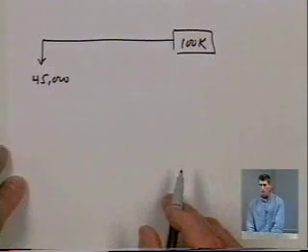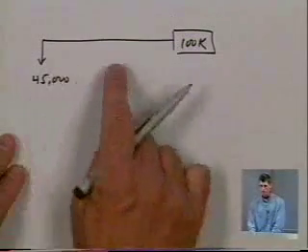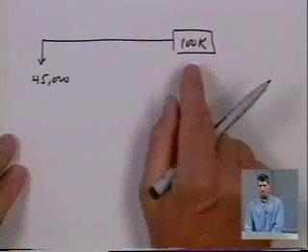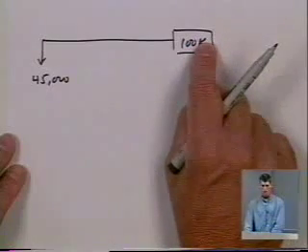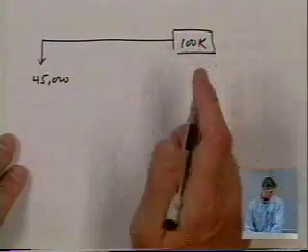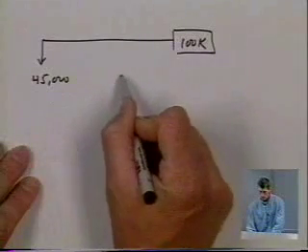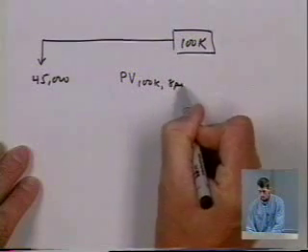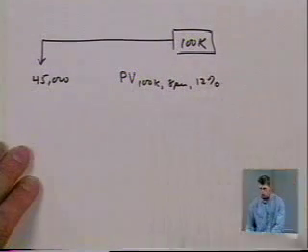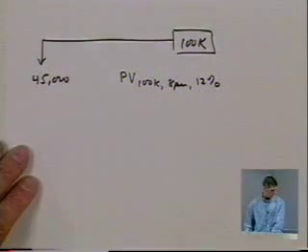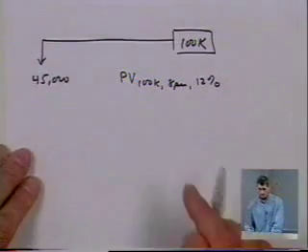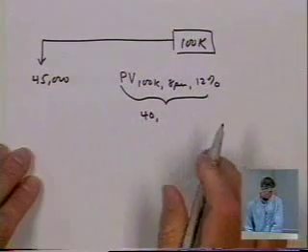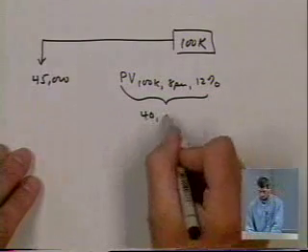And so what we are doing is comparing the present value of the benefits to the present value of the cost. In this case, the present value of the benefits are $100,000 8 years from now, and the present value of that would be the present value of $100,000 for 8 periods at our required rate of return, which is 12%. When we do that calculation, we find that the present value is $40,388.